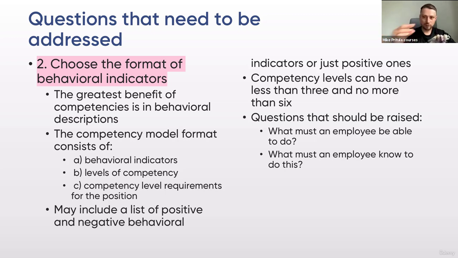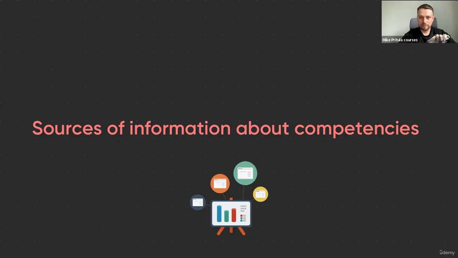At the second level, it's this set of behavioral indicators. At the third level, it's like this. And the lack of this competency is demonstrated like this, and you describe the negative ones. So this is the format it could take. The questions that should be addressed in behavioral indicators should describe what the employee should be able to do and what the employee should know in order to do it.